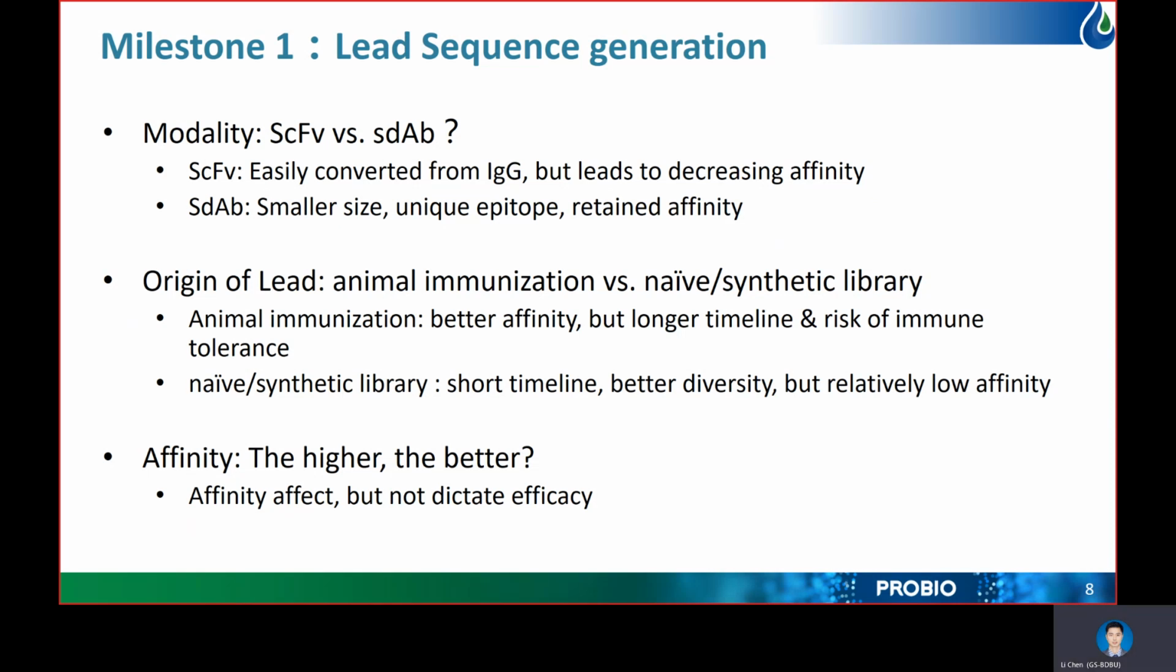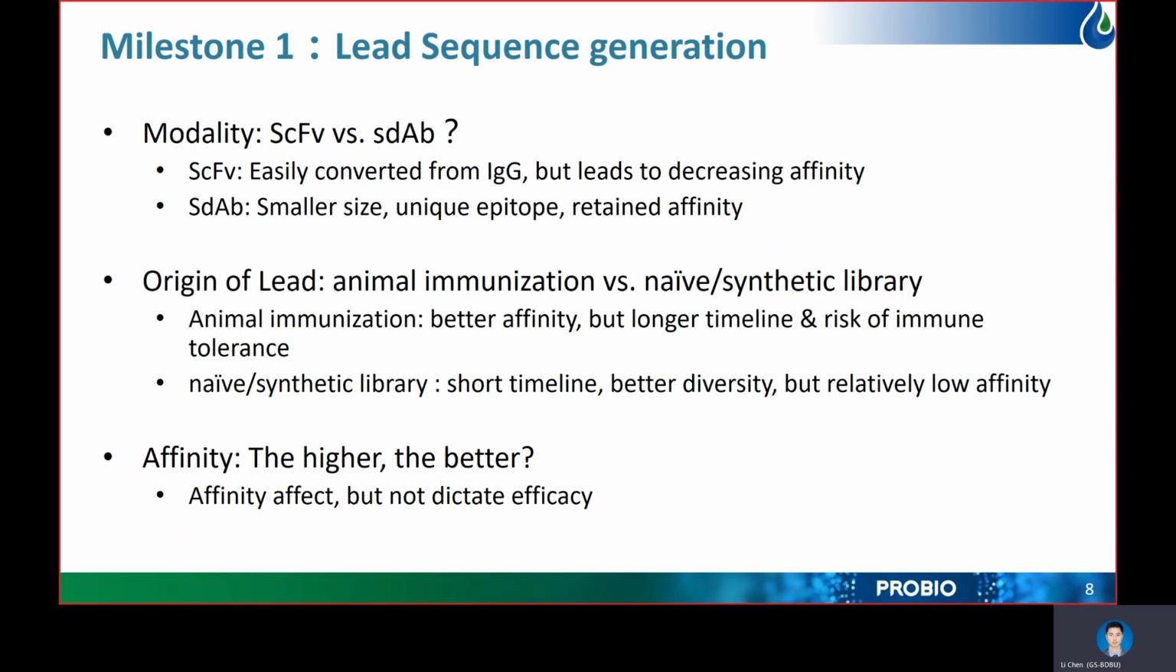The second decision is the origin of the lead. Typically, antibody from immunized animals comes with better affinity, but also the risk of immune tolerance, and takes much longer time for the whole process.